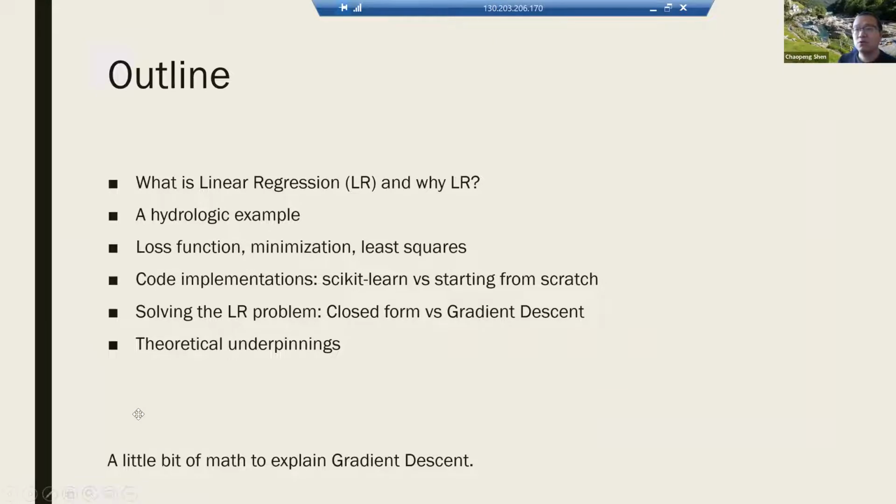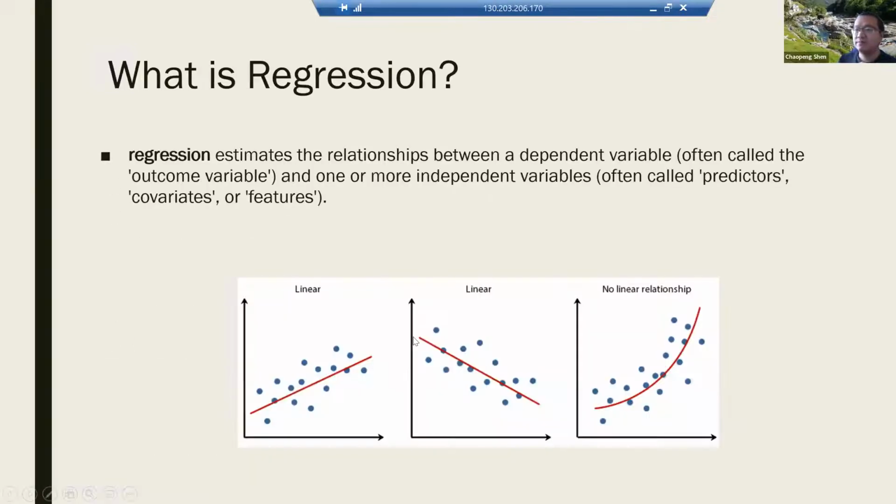Okay, so we're going to do linear regression with a very simple hydrologic example. This is the area that I'm familiar with, although the data set is just a data set. It could be anything. Okay? What is the loss function? How do we minimize it using gradient descent? And how do we implement the code? Okay, all right, let's get into it.